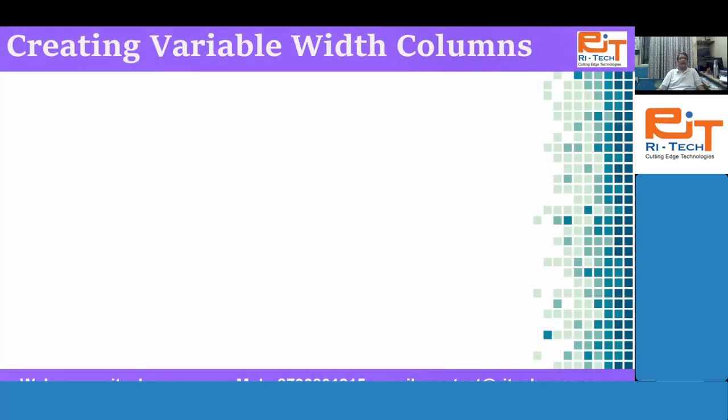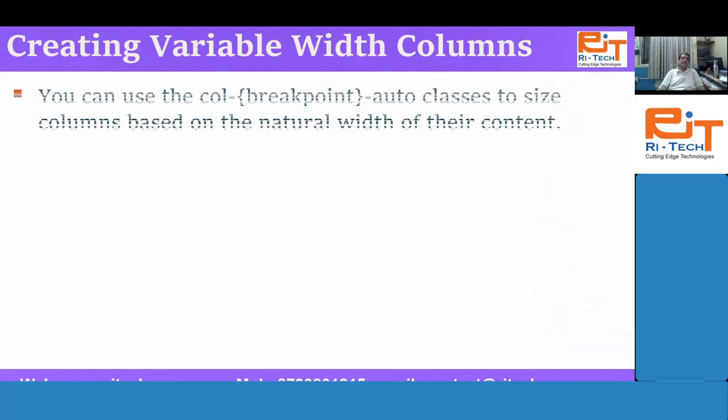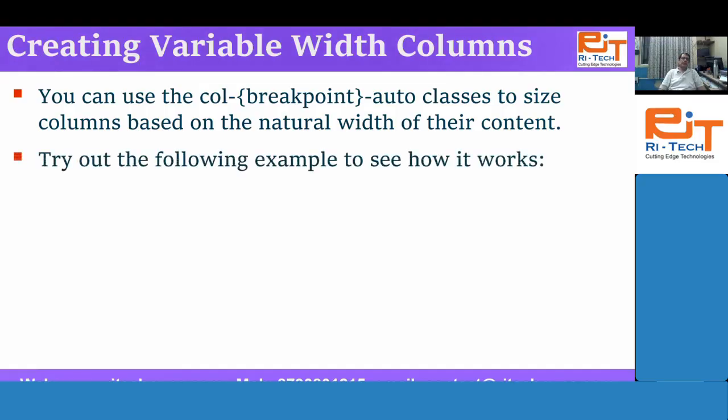Now creating variable width columns. You can use the col-breakpoint-auto class to size the columns based on the natural width of their content. Here we are specifying the sizes 2, 3, 4, 5, 7. Now, if you want the size to be allocated as per the requirement or content of the column, how can we do that? Let's say col-breakpoint-auto. Try out the following example to see how it works.